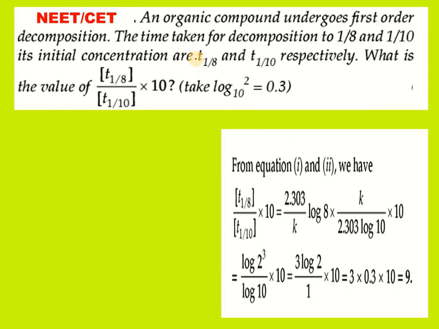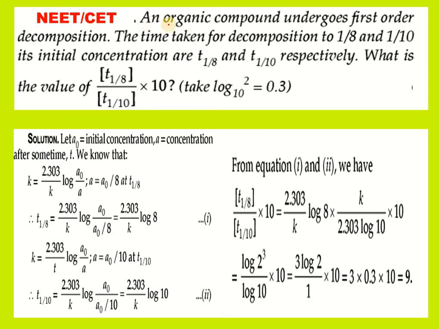See the next question we have. An organic compound undergoes first order decomposition. The times taken for decomposition to 1 by 8 and to 1 by 10 of its initial concentration are T 1 by 8 and T 1 by 10 respectively. Then what is the value of T 1 by 8 by T 1 by 10 into 10? They have given log 2 value as 0.3.